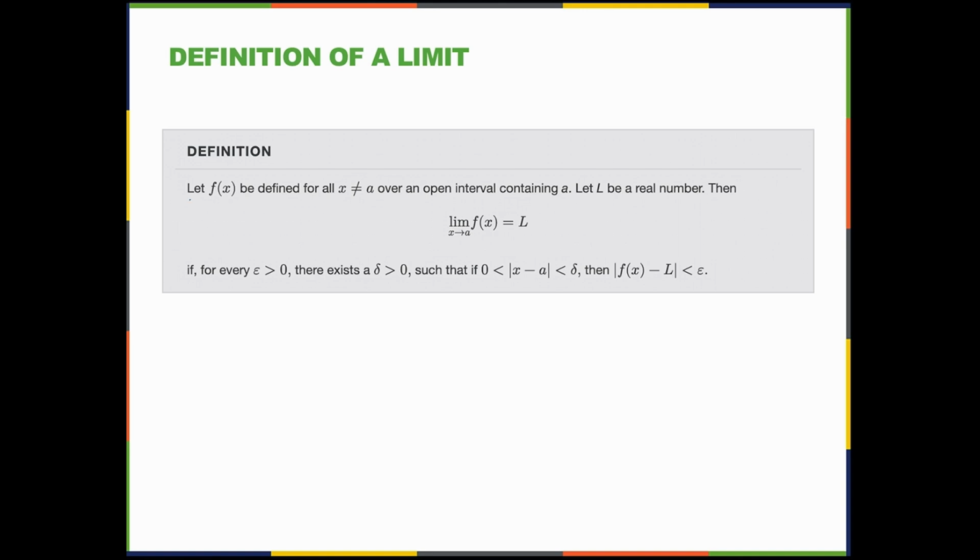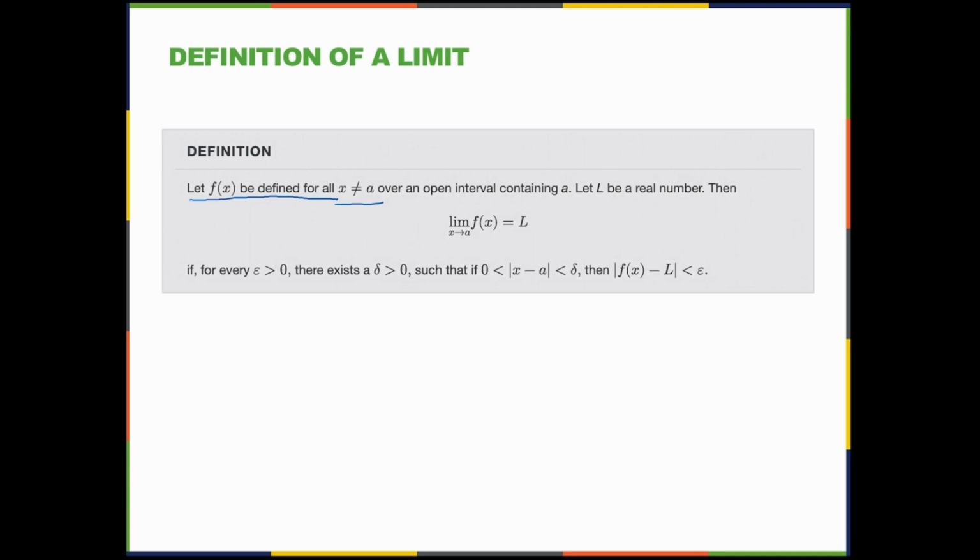Let f of x be defined for all x not equal to a. Why don't we care about a? A is the value that we're approaching. We don't care if we actually get there or if the value of a is even in the domain of the function. We are just approaching the value of a. So all we care about are the values that are close to a but not equal to a. Okay? And then we're going to assume L is the limit.